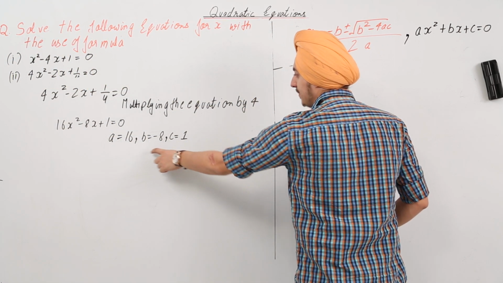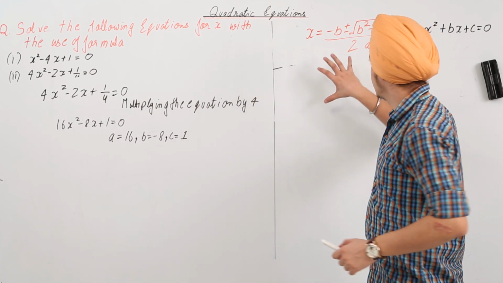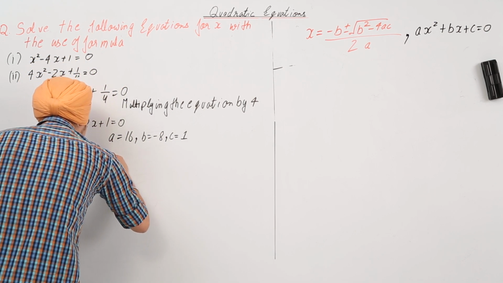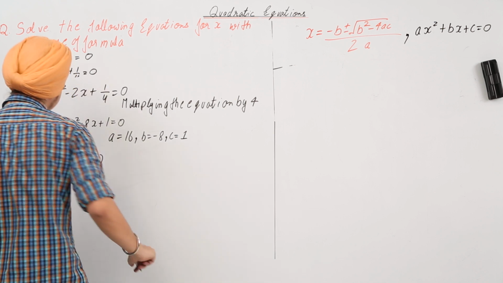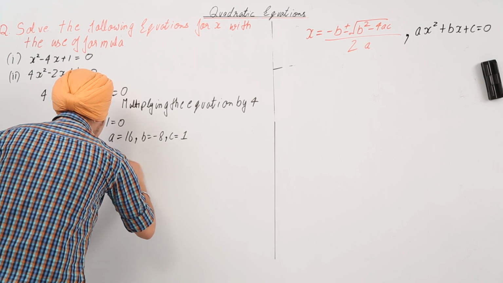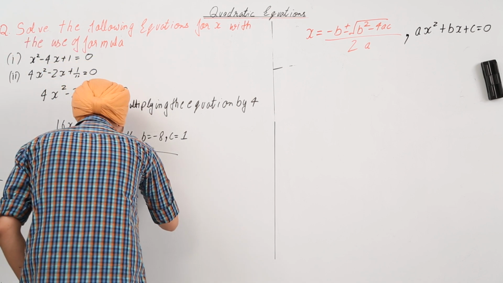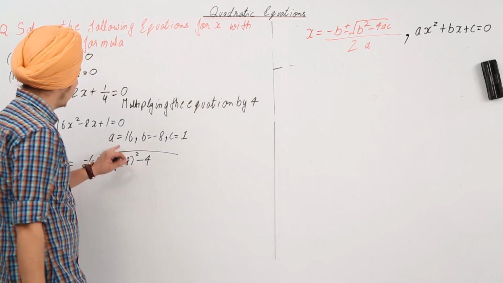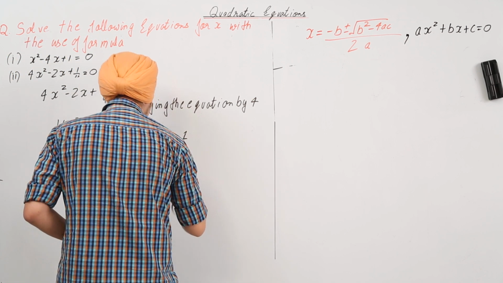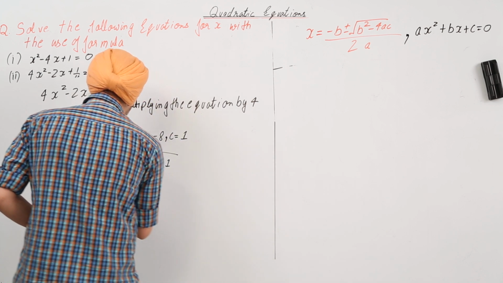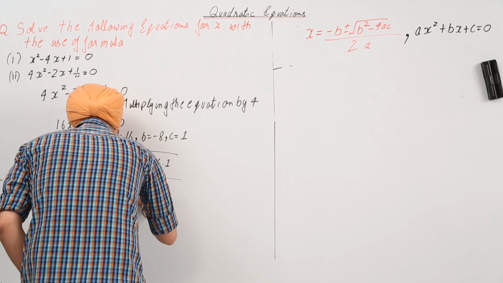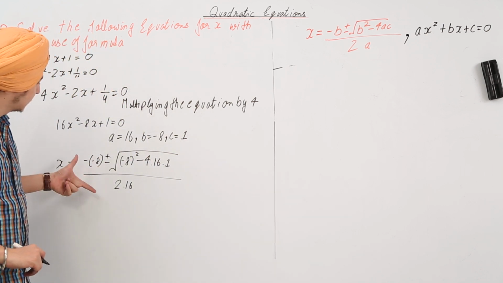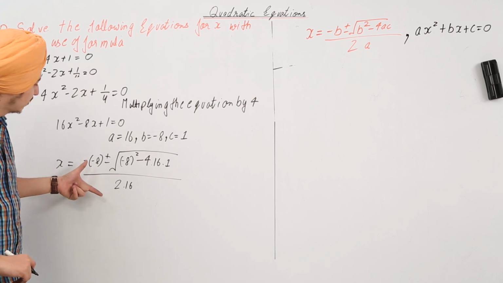We have the values of a, b and c. We just have to put these values into this formula. So we have minus b, that is minus of minus 8, plus minus root of b square, that is minus 8 square, minus 4 into a, that is 16, into c, that is 1, upon 2 into 16. So these are the values of x we get.